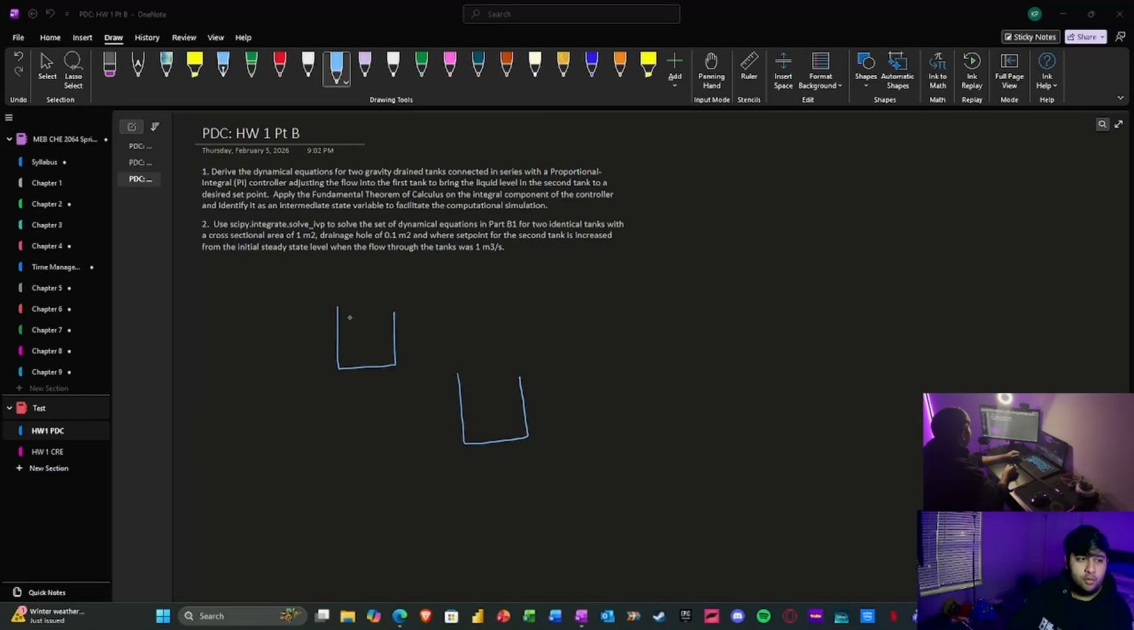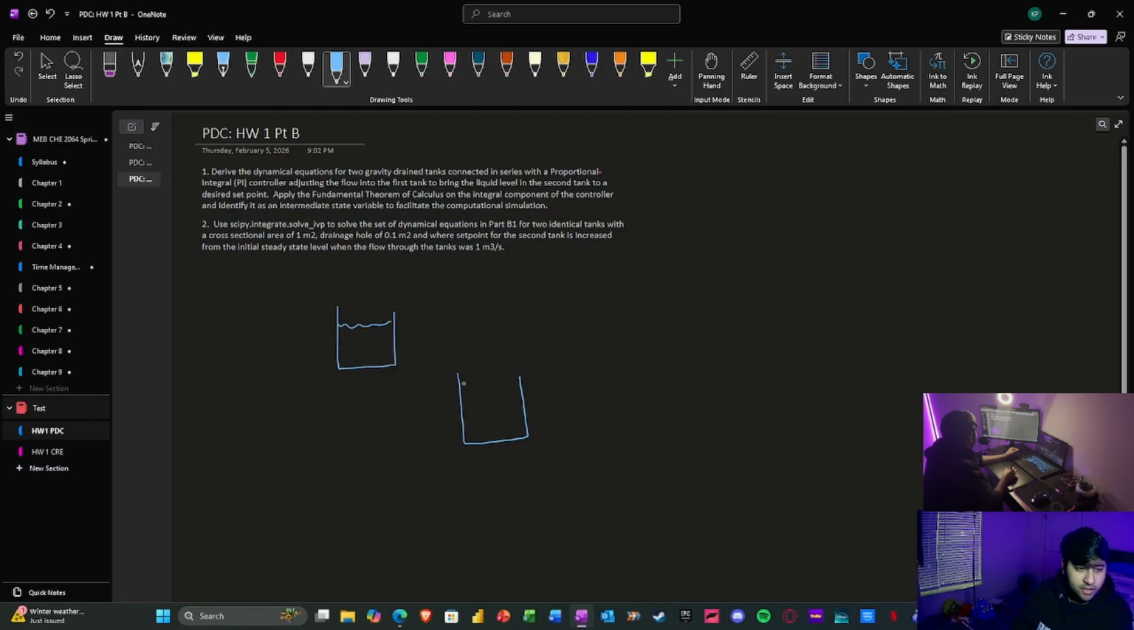Hello. So what we're doing today is two gravity drain tanks, and we're going to be applying a proportional integral controller. So let's see how that equation and all that works out. So let's start with what we know.